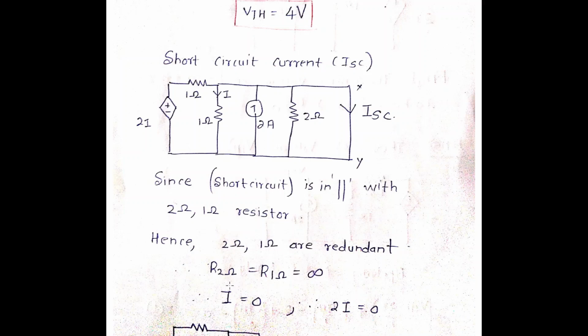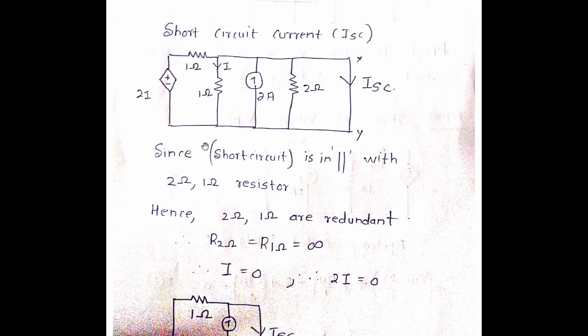Therefore, if I am removing this resistor, the resistance is equal to infinite. Now since I am telling that the 1 ohm and 2 ohm resistors are in parallel, the current I is equal to 0.